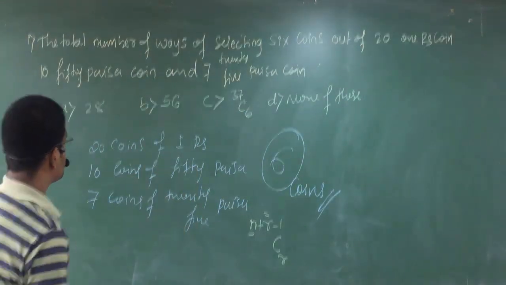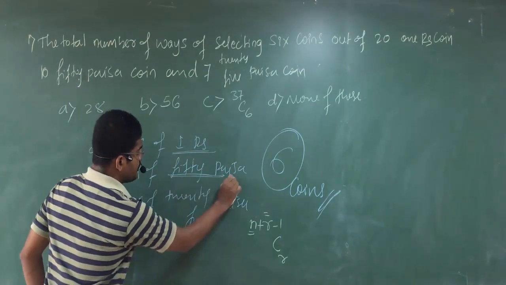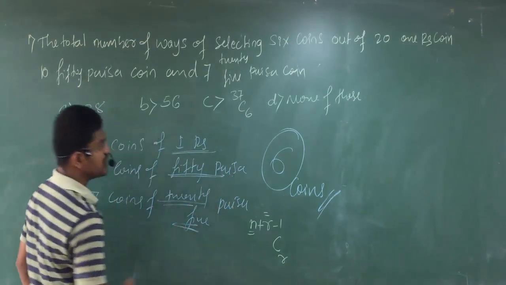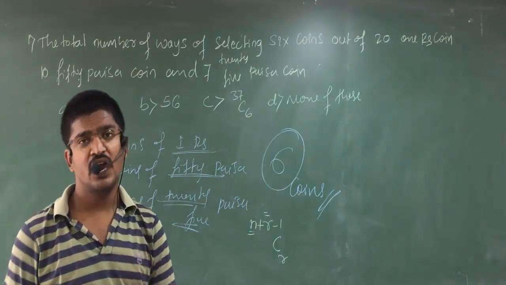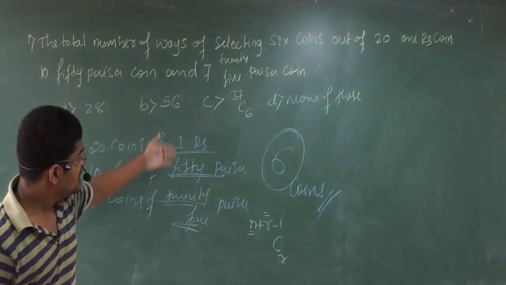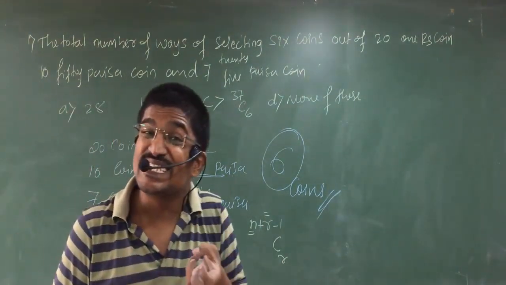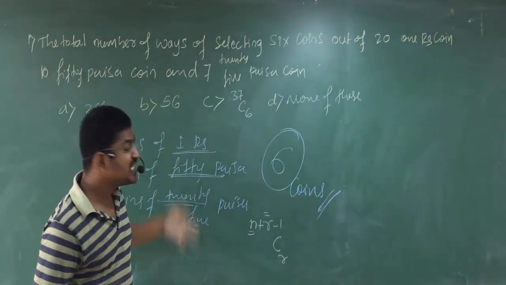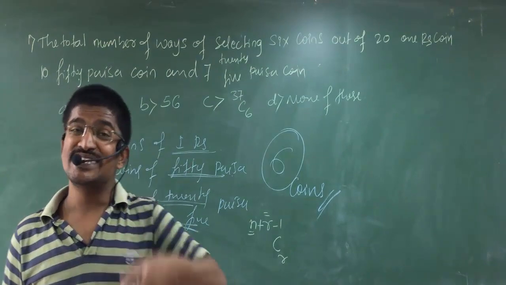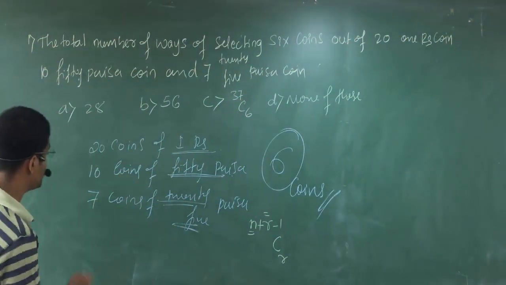What is the number of distinct objects? 1 rupee coin, 50 paisa coin, 25 paisa coin. These are the 3 distinct objects. Are you clear? From these 3 distinct coins, you can choose 6 coins.